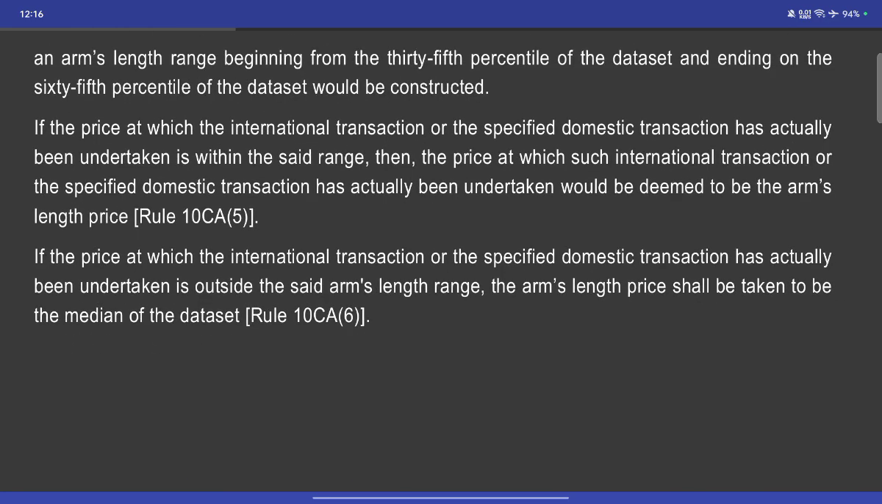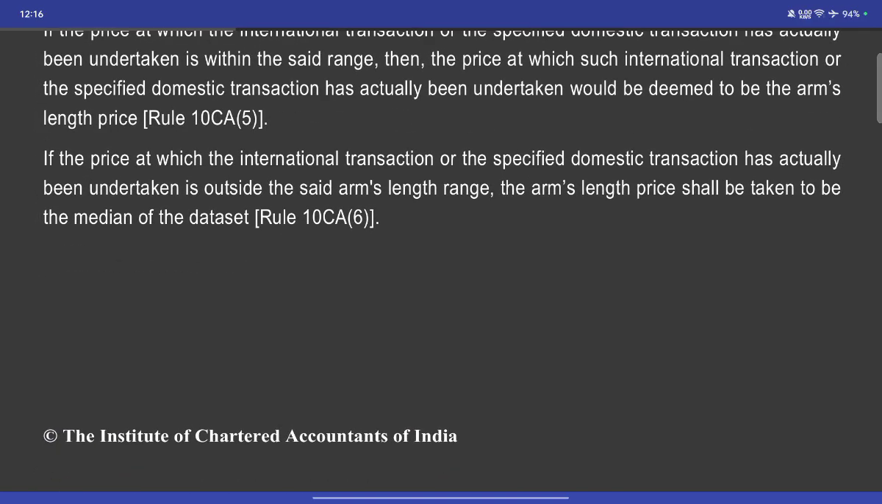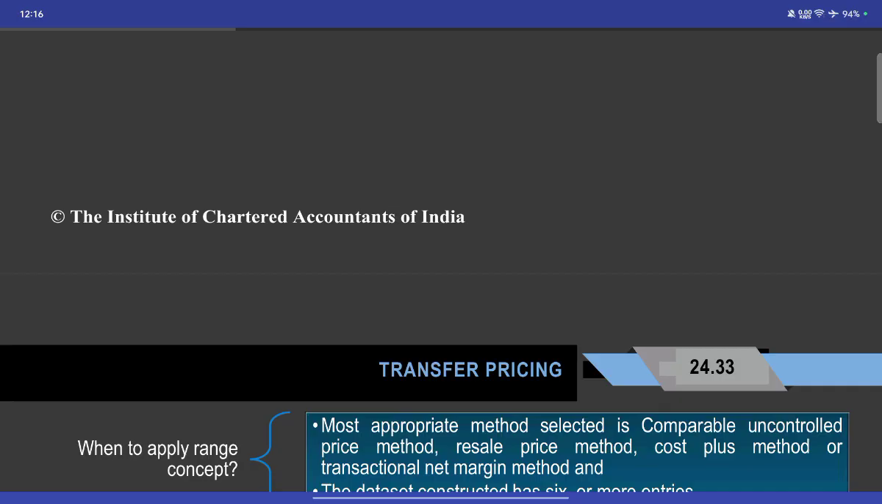If the price of each international transaction or specified domestic transaction has actually been undertaken within the said range, the price at which the international transaction or specified domestic transaction has actually been undertaken should be deemed to be the arm's length price. If the price is outside the said arm's length range, the arm's length price will be taken as the median of the data set. Rule 10CA6.